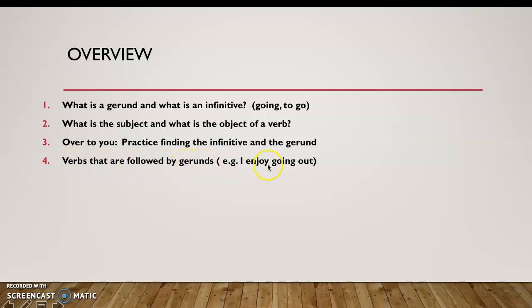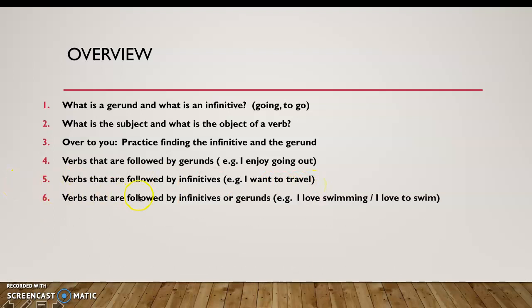Then, we'll look at verbs that are followed by gerunds. For example, I enjoy going out. So basically, if we look at this, we have a verb and it's followed by a gerund. Then we'll look at a list of verbs that are followed by infinitives. I want to travel. So for example, I have the verb want and it's followed by to. This is an infinitive. Next, we're going to look at verbs that are followed by infinitives or gerunds, and there's no difference in meaning. So, for example, I love swimming, or I love to swim.